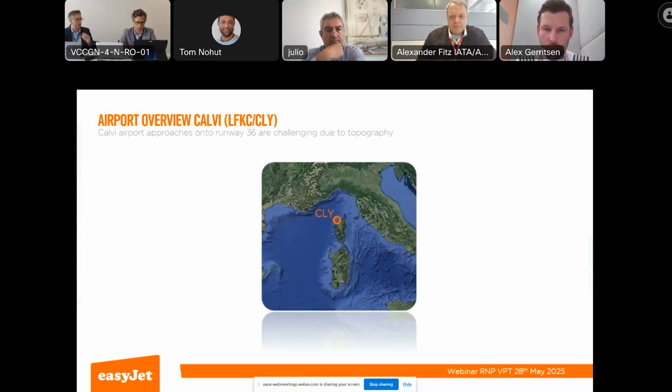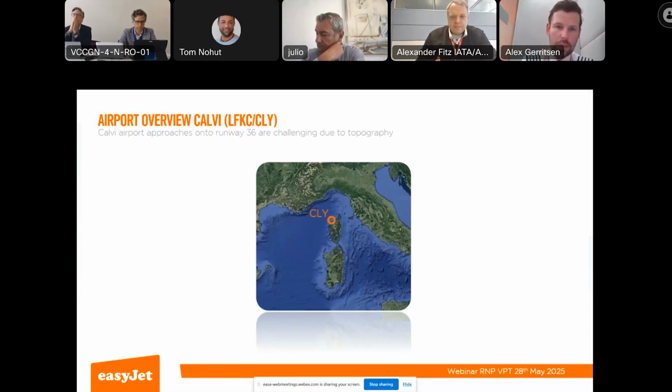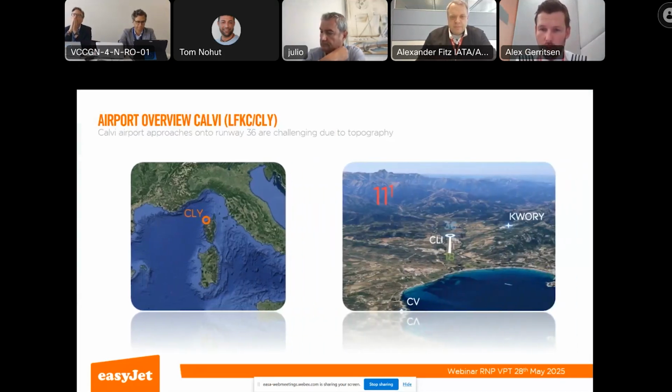Calvi Airport is on the northern tip of Corsica. It has approaches onto runway 18 and then several approaches onto a visual approach onto runway 36. By the picture here, you can see the challenge that this poses for our crew. The topography is different, it's challenging, the coastal weather, and it requires visual maneuvering close to terrain. So the accuracy required laterally and vertically becomes incredibly important.